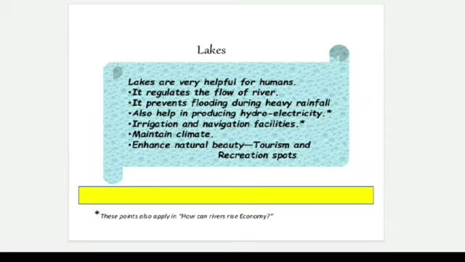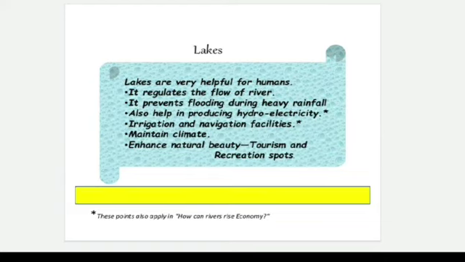Now, the importance of lakes. Lakes are very helpful for us because they regulate the flow of water. They prevent flooding during heavy rainfall. They also help in the production of hydroelectricity, irrigation, and navigation facilities are also available. They also enhance the natural beauty, and that's why they promote tourism and recreation spots.